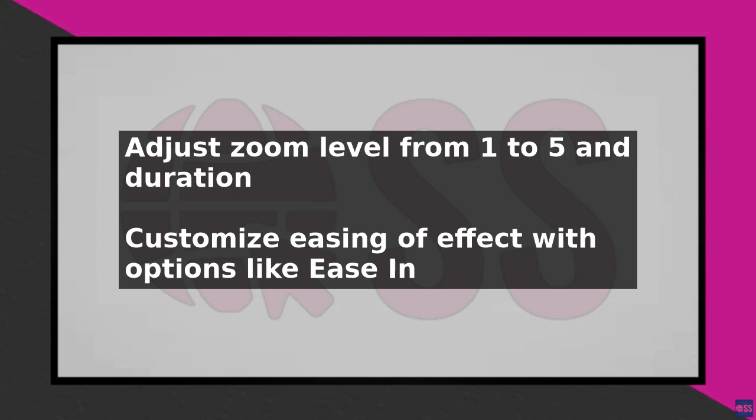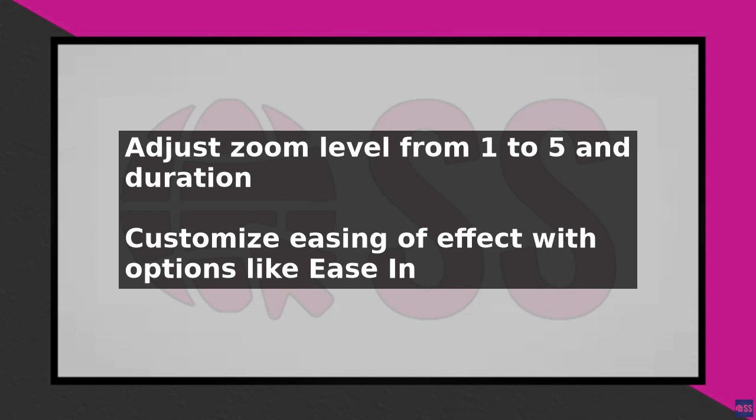In addition to adjusting the zoom level and duration, you can also customize the easing of the effect. Easing refers to the way the effect starts and ends, with options such as ease in, ease out, and ease in out. Ease in will make the effect start slowly and speed up, while ease out will make the effect start quickly and slow down.